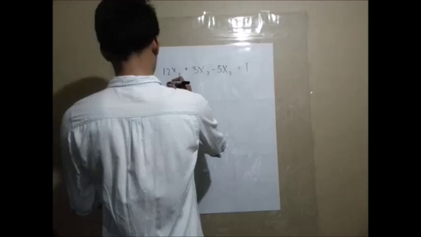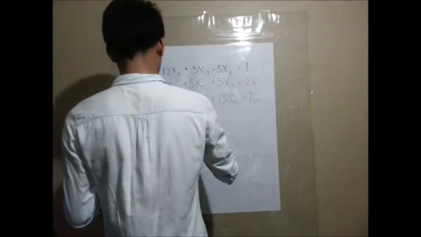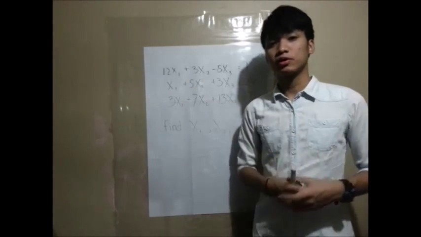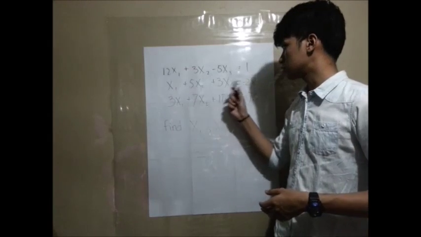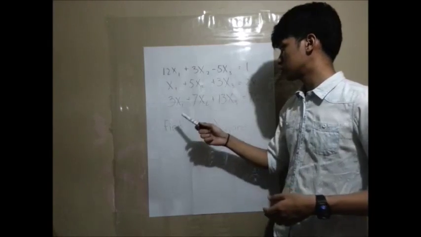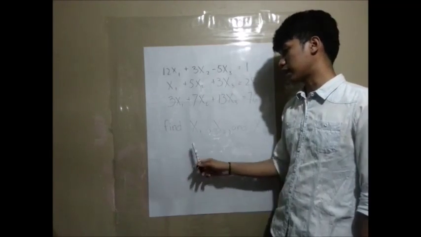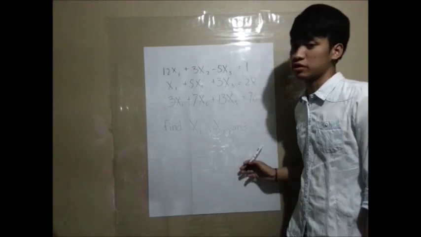Gauss-Seidel Method is the most commonly used iterative method. It is used to solve variables in a given formula. For example, here are three given formulas, and we need to find x sub 1, x sub 2, and x sub 3.